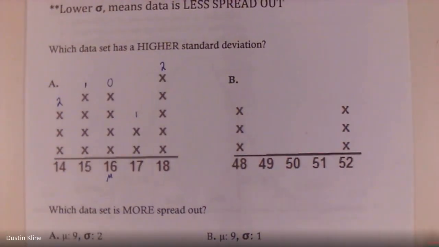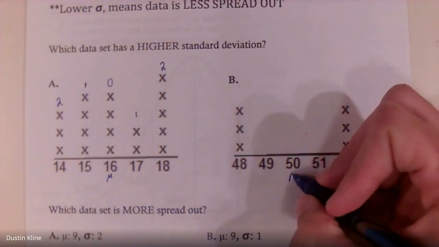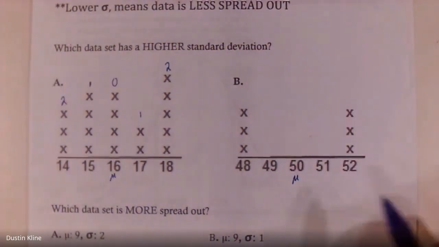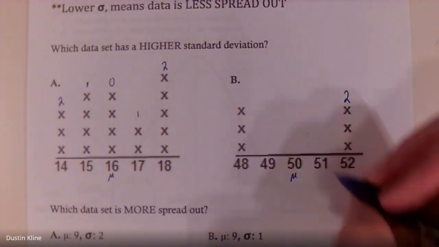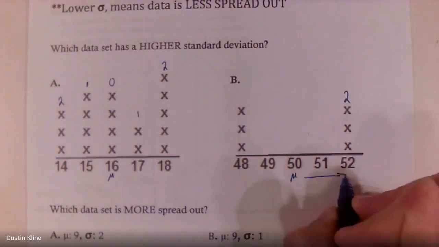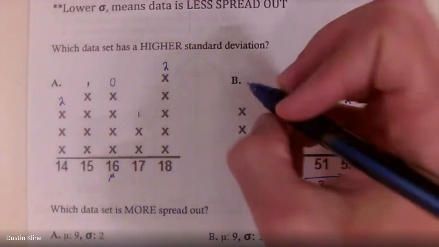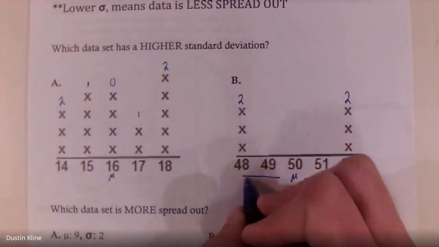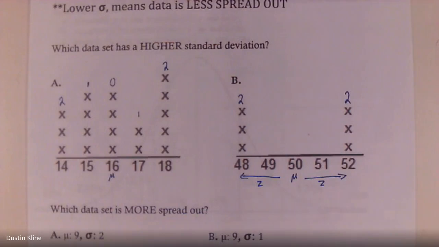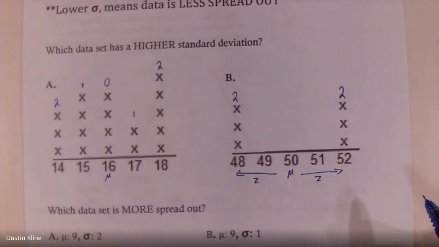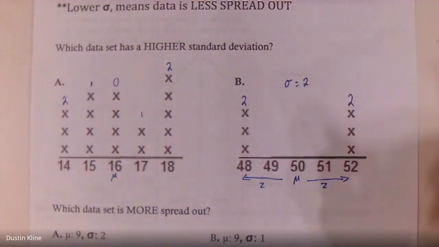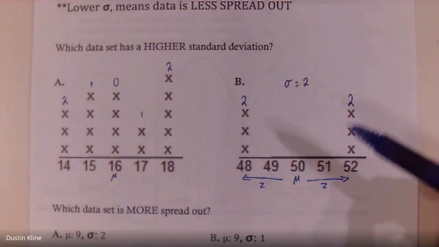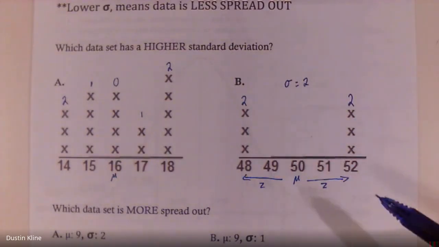When we come over to look at B, similar setup. Our mean is still here in the middle. But when we look at our data, all of these data points are 2 units away from the mean. If our mean is 50, all of these data points are 2 units away. And when we look at 48, all of these data points are 2 units away. So for B, our standard deviation would actually be 2, because how far is the data from the mean? All of our data is 2 units away from the mean. So on average, a data point is 2 units from the mean.